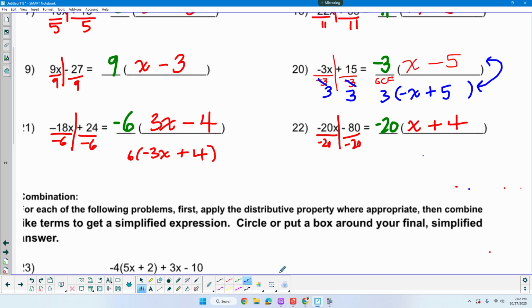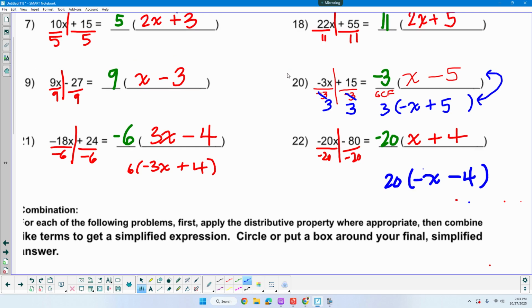If you want to see what it would be if you had gone the other way, if you took the positive 20, then you'd need a negative x and a negative 4 on the inside. Okay, that's it for that section.